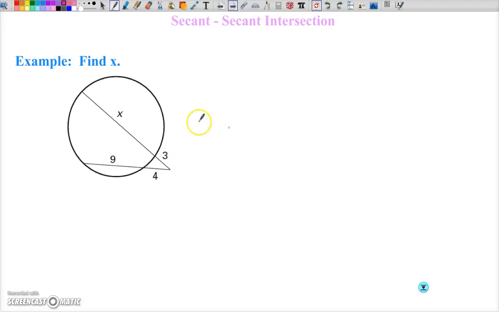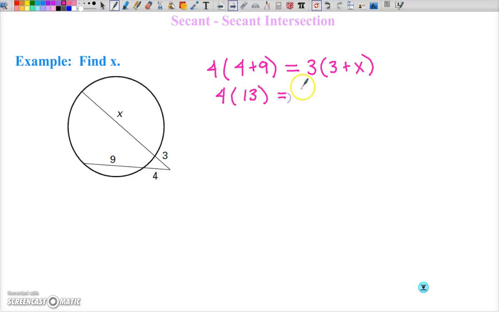So here's our first example. These are two secants, right? They extend outside the circle. So we're going to take our outside portion of 4 and multiply by the whole thing, which is adding your two pieces together, 4 plus 9. Then set that equal to the outside portion, which is 3, multiplied by the whole thing, 3 plus x. So here we get 4 times 13 equals 3 times 3 plus x.